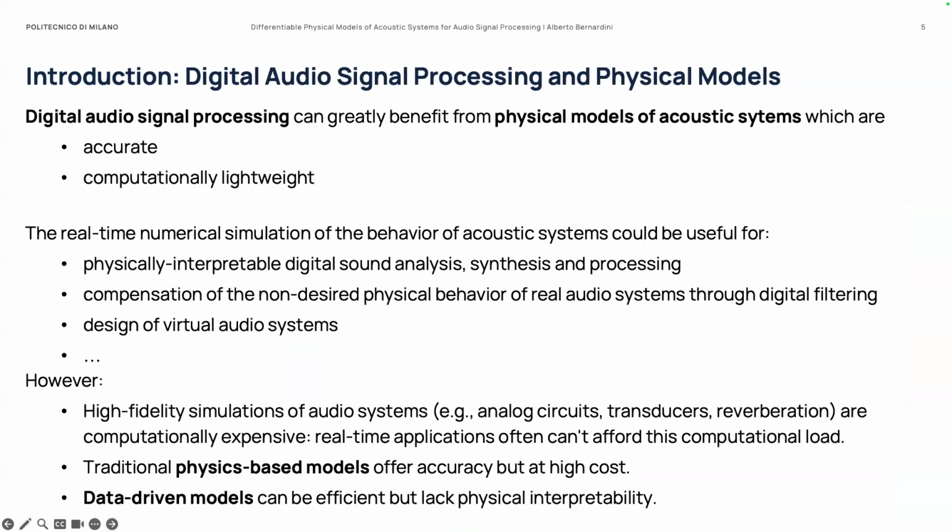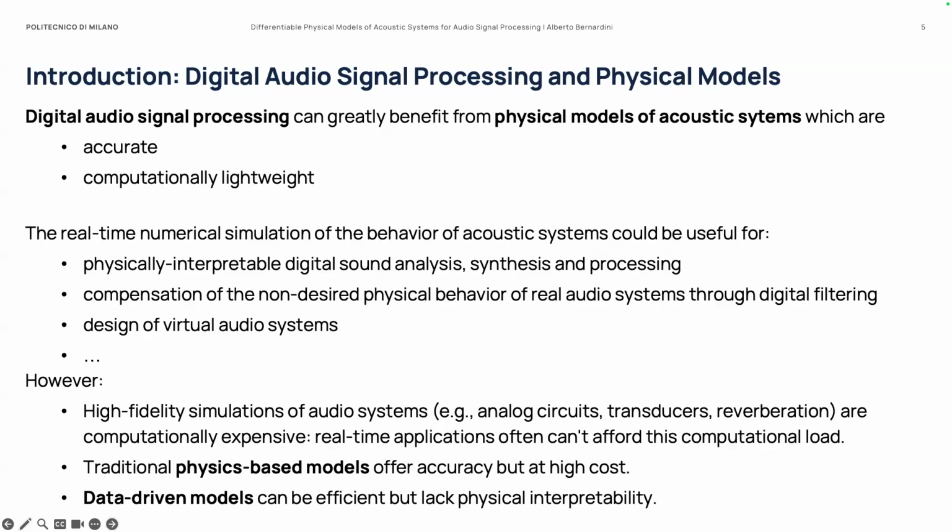So the idea is that we think that digital audio signal processing can greatly benefit from physical models of audio systems, and they should be accurate models and also lightweight models that can run desirably in real time. But the real-time numerical simulation of the behavior of acoustic systems can be useful for many reasons. The first one is that once you have a physical model, you also have the interpretability of that model. So you can change parameters in such a way that you have an intuition about the relation between the digital model and the actual physical system.